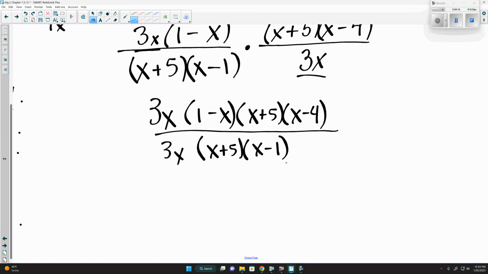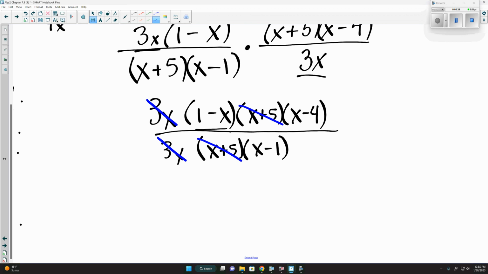Any questions on this thus far? Now we can simplify anything that's being divided by itself, like terms on top and bottom. So one of them is 3x. Those will simplify to 1. Anything else? So x plus 5 and x plus 5, yes.